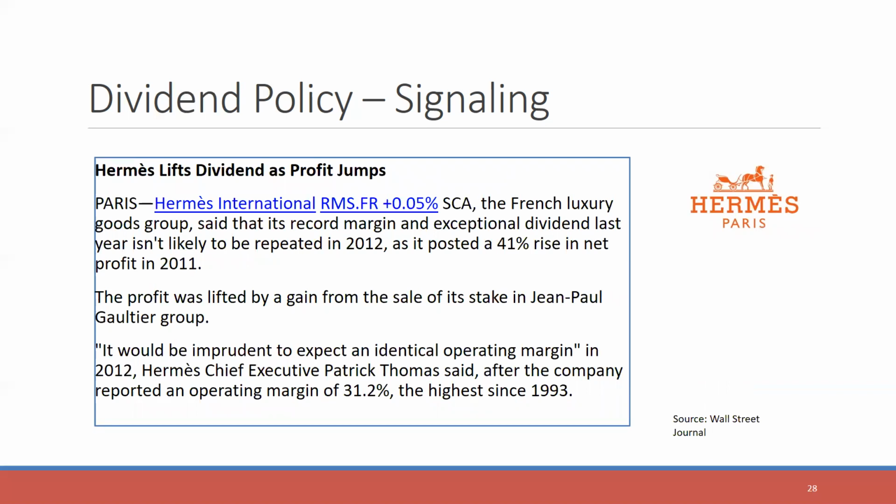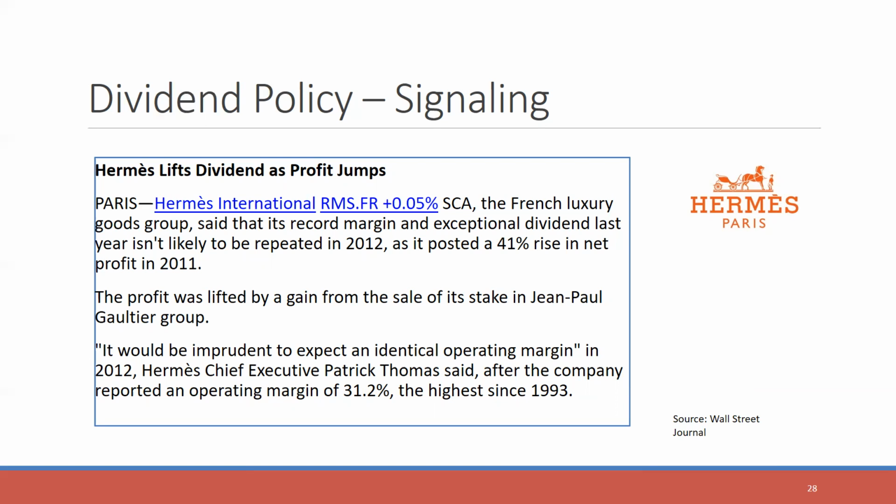Hermès International of France, the France Luxury Group, said that its record margin and exceptional dividend last year isn't likely to be repeated in 2012, as it posted a 41% rise in net profit in 2011. The profit was gained from the sale of its stake in Jean Paul Gaultier. It would be imprudent to expect an identical operating margin in 2012, said the Hermès chief executive, Patrick Thomas, after the company reported an operating margin of 31.2%, the highest since 1993.